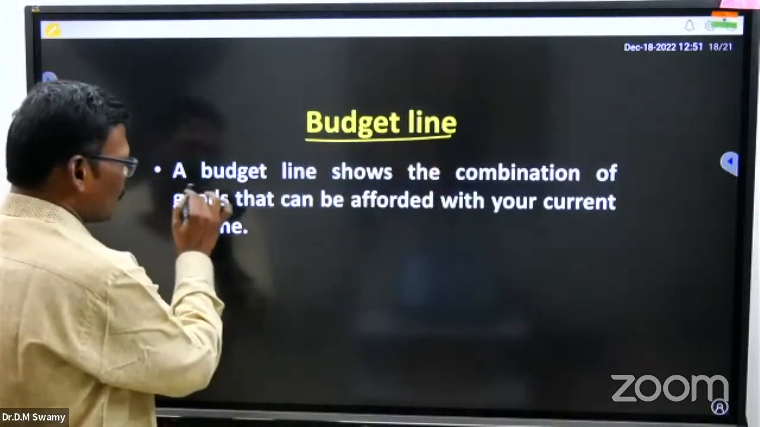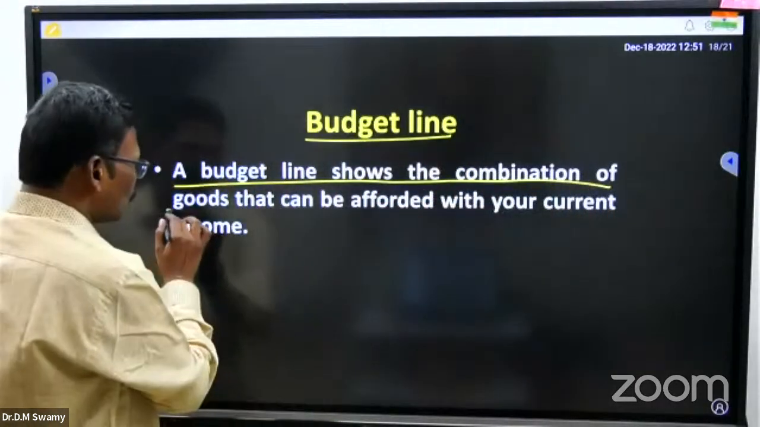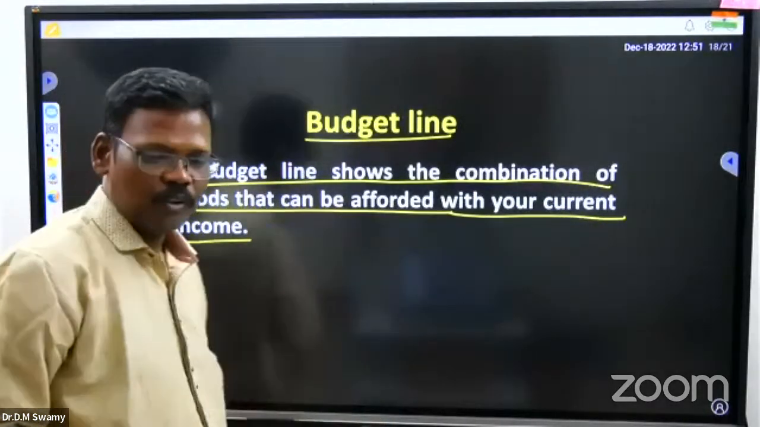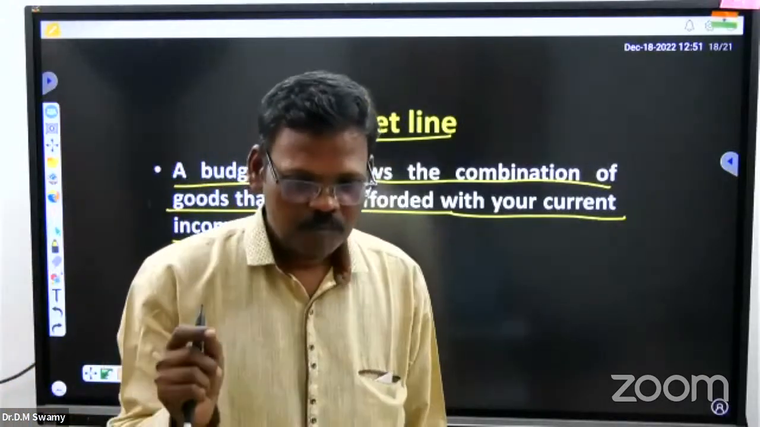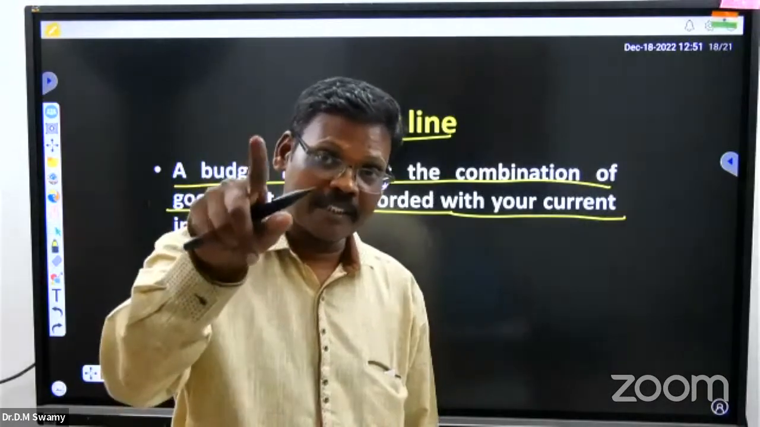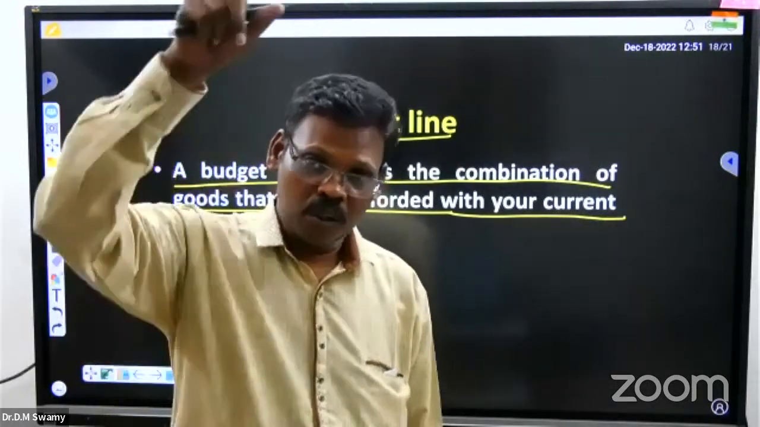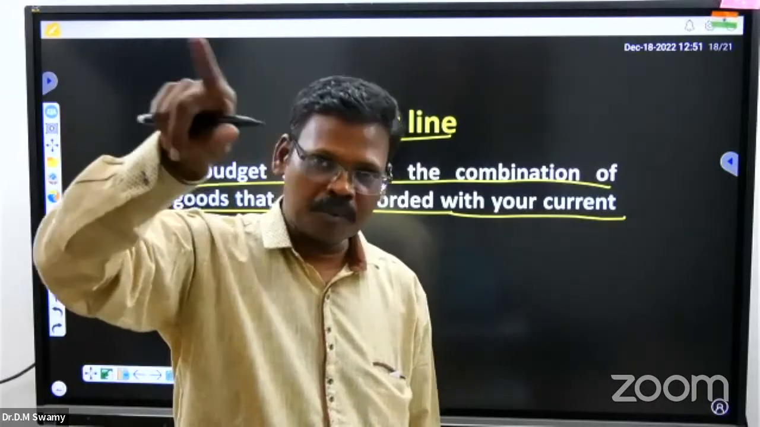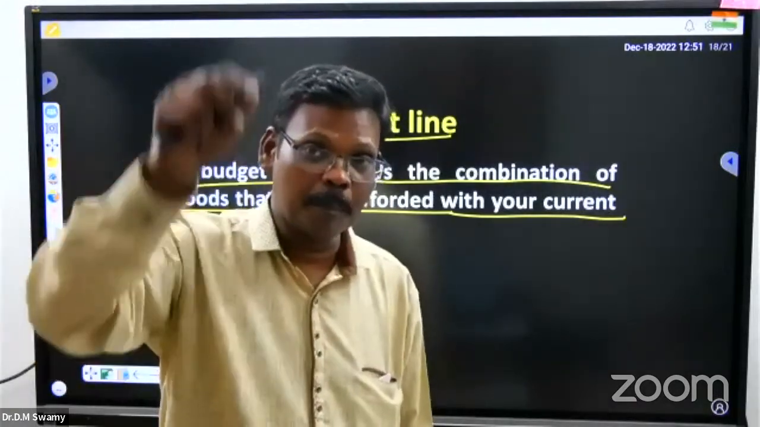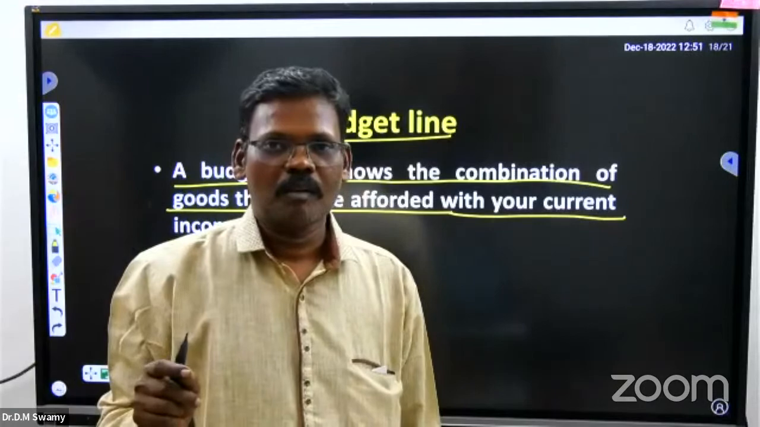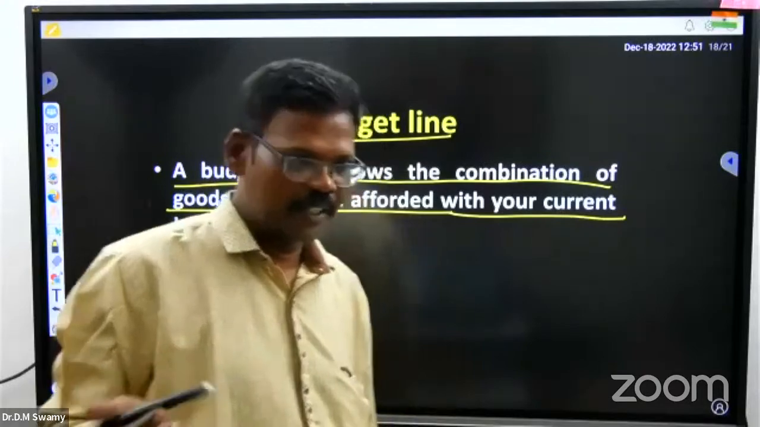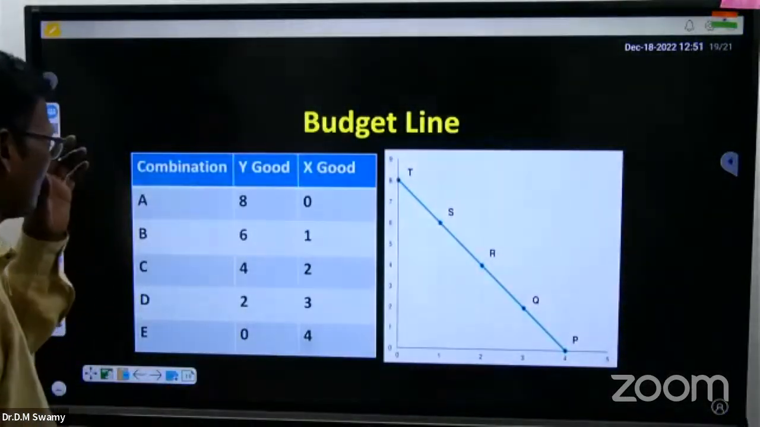The budget line shows the combinations of goods that can be afforded with your current income. With the available income and the prices, what different combinations is the consumer going to purchase? We'll explain the budget line. So this is called the budget line.